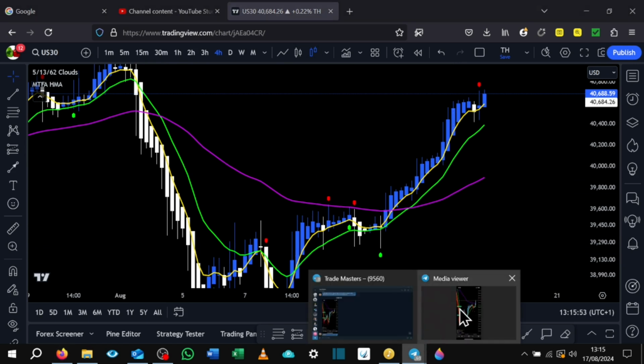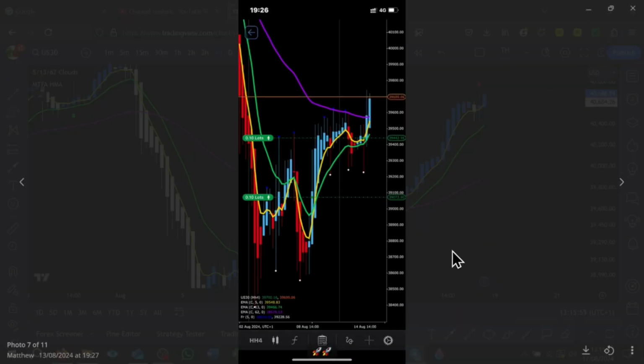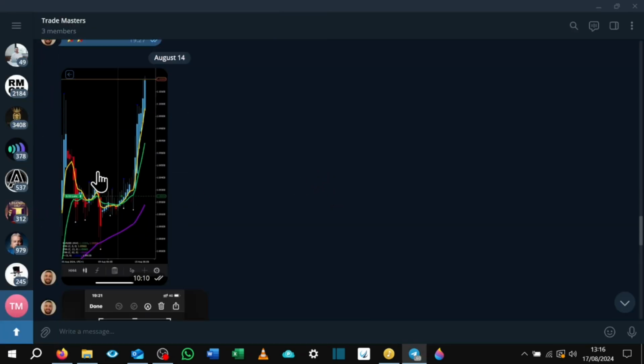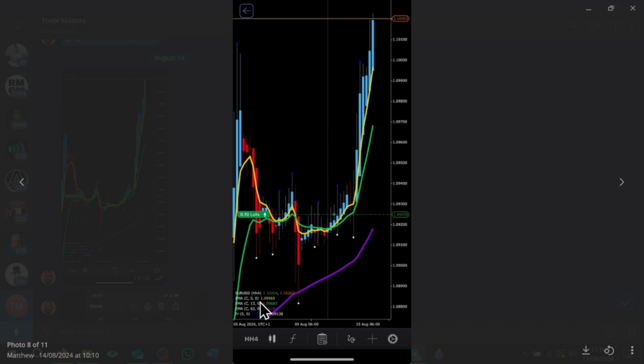Next trade was, what was the next one? EURUSD. EURUSD went in for a buy because of the 5-13 EMA crossover, which happened here. Also the alert would have gone off because there was a liquidity grab, so the 13 EMA alert did go off as well.